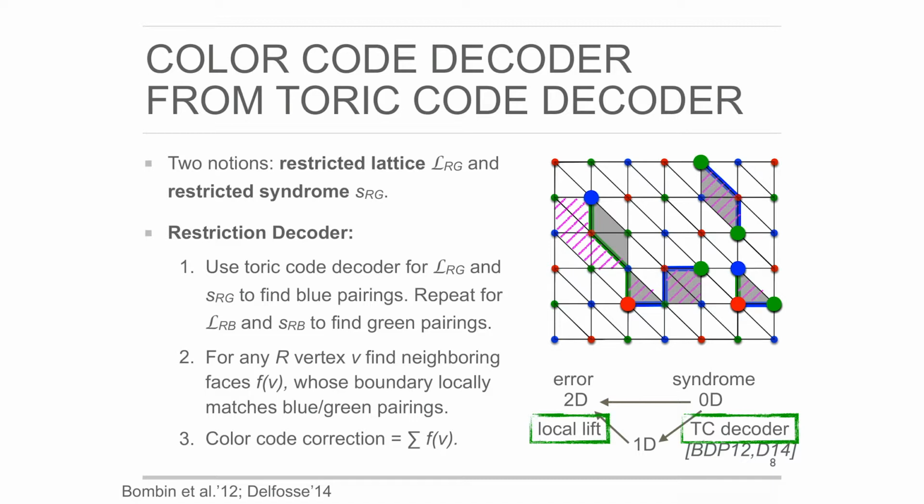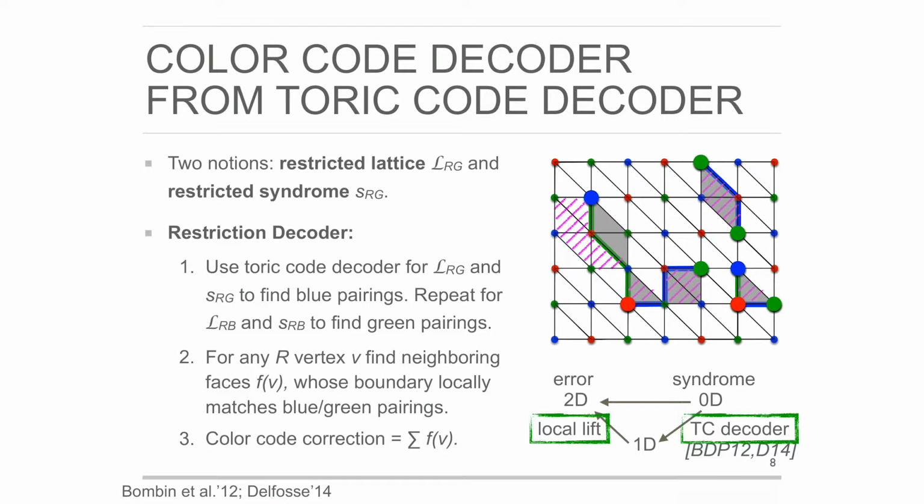That's what it's going to look like. Remember, I don't know the shaded triangles. The shaded triangles just depict where the error is, but we don't have access to this information. So the second step of the decoder is to use the local lift. So what does this do? The local lift does the following. For any red vertex, the local lift finds some subset of neighboring faces of that vertex whose boundary locally matches the blue and green pairings from the previous step.